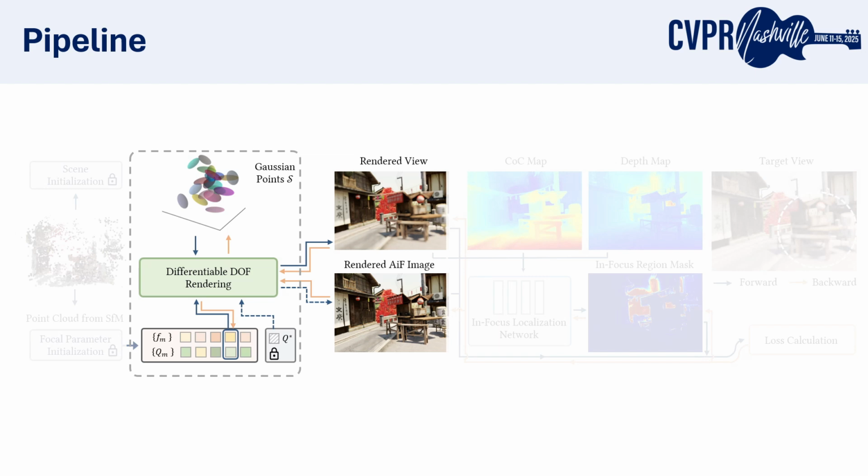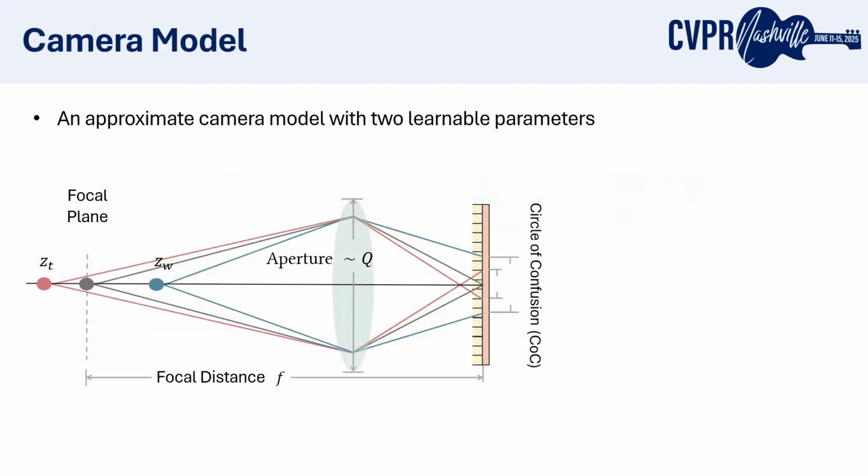Next, we introduce the core, the differentiable DOF rendering process and camera model. We use an approximate thin lens camera model with 2 learnable parameters, aperture size Q and focal distance F, which defines the depth of the focal plane. The circle of confusion measures the blur size when a 3D point is off the focal plane. Its radius is computed by this formula, where 0 is the object point's depth.